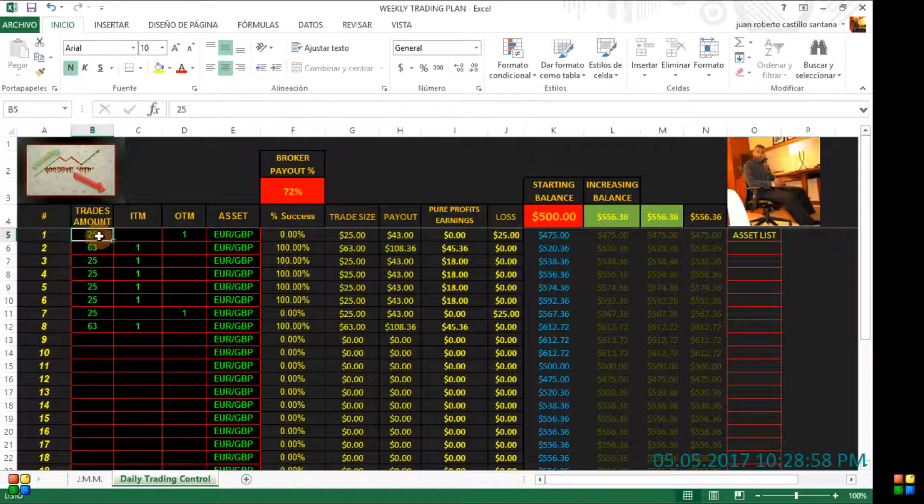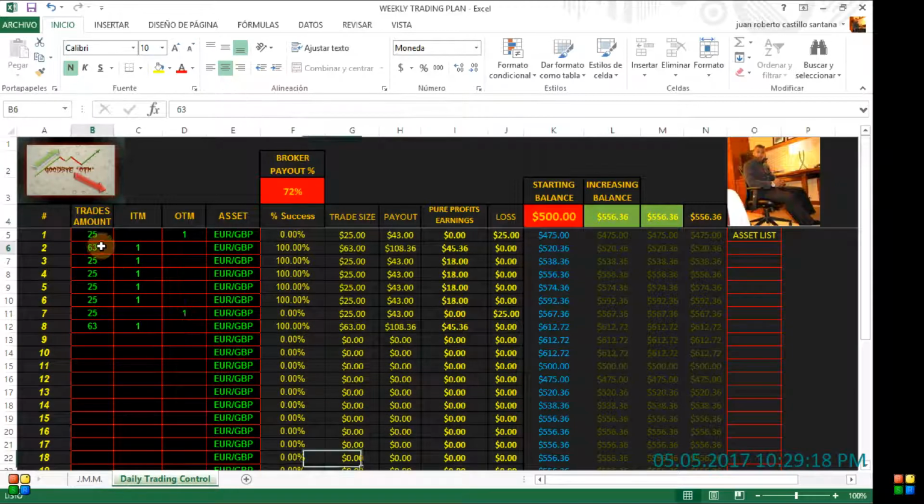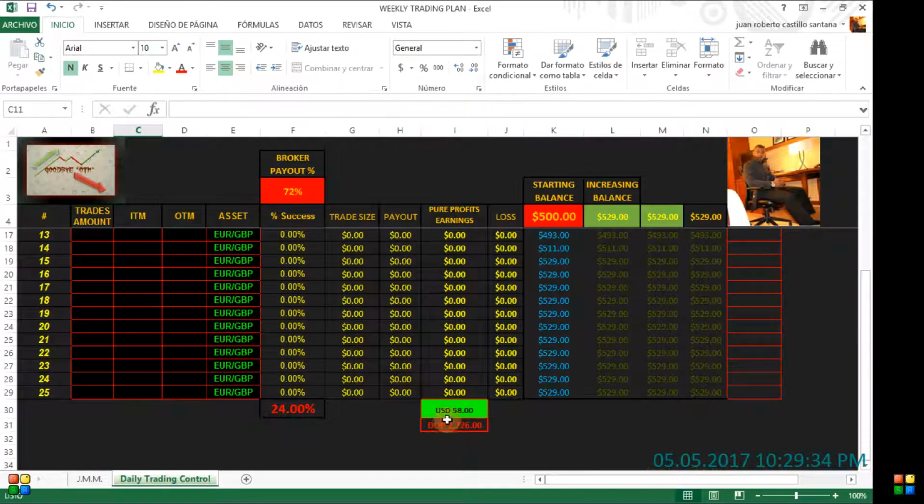Because if you would place all these trades of 25, 25, 25, 25, and you do not recover your loss, you would have beaten ITM at the moment, but not as high as we are at the moment, 112. Let's say that we have all $25 trades, for example, without martingale, without J.M.M. Remember, we were at $112. Let's go down and see how much we are.